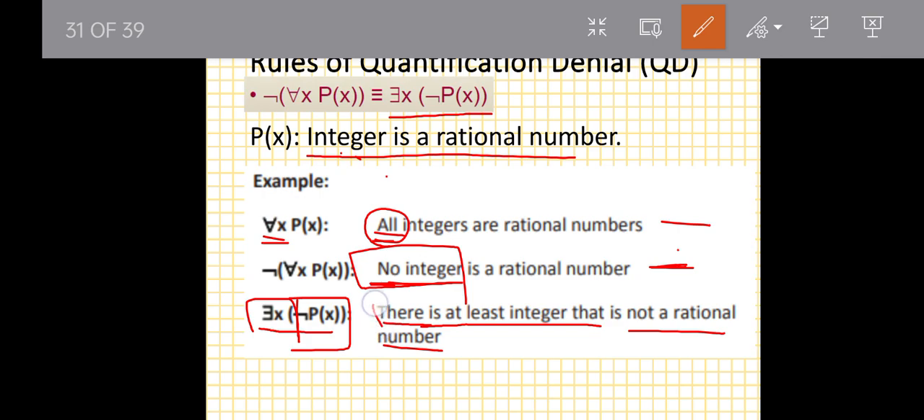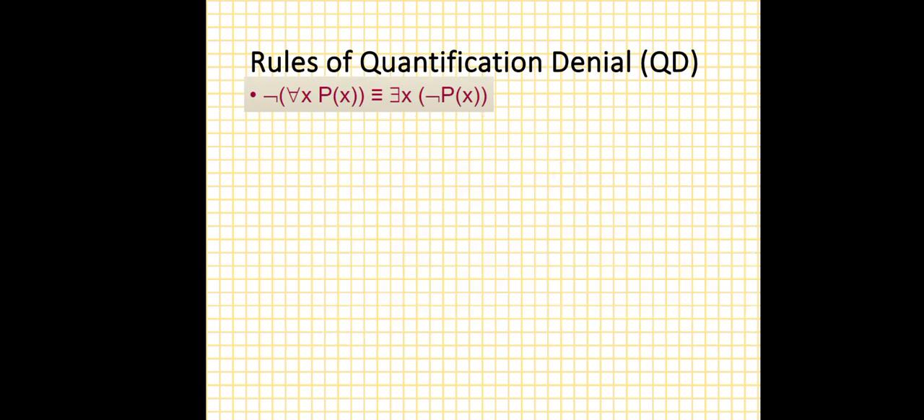Or there is at least. So, there exists an integer na hindi daw, not a rational number. So, negation siya nating p of x. So, medyo hindi pa siya clear. So, let's have another example.